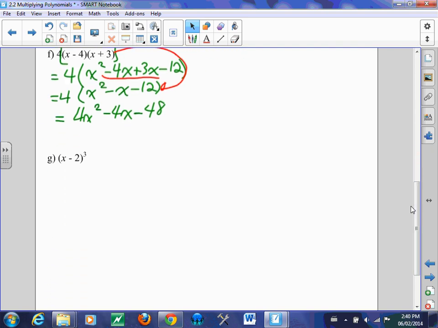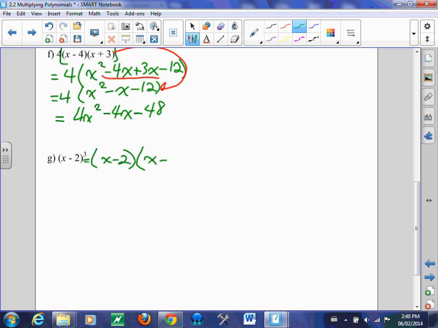All right, G. G is our last example today, and notice that it's a binomial cubed. Okay? So you can break that down into an expansion. Okay, and there's no easy rule for when it's cubed like there is for squaring the binomial. Cubing the binomial, there's no quick rule like that other method too.